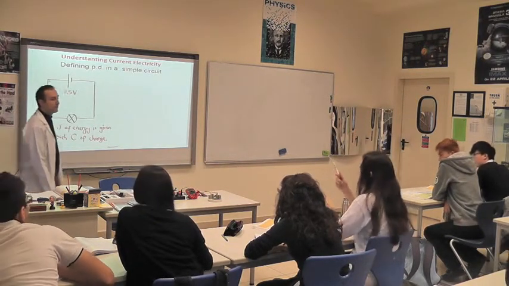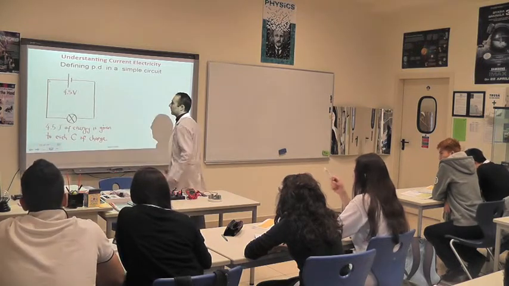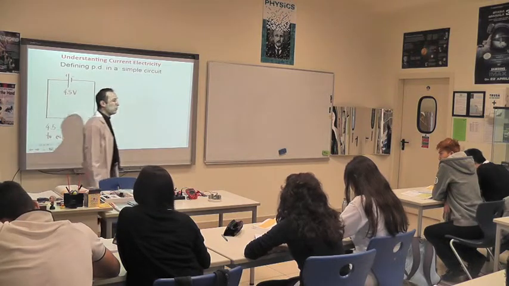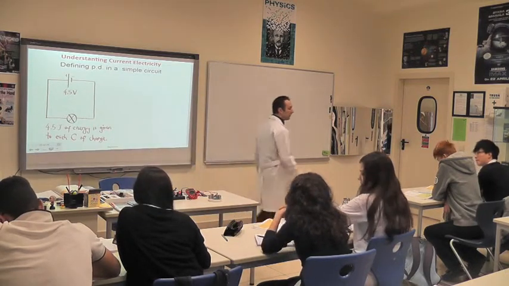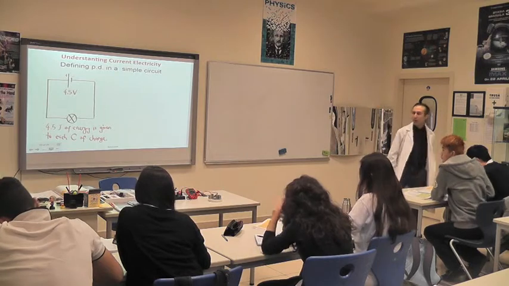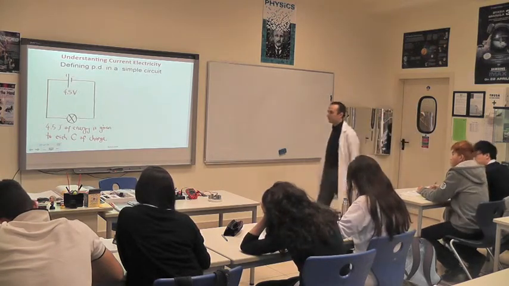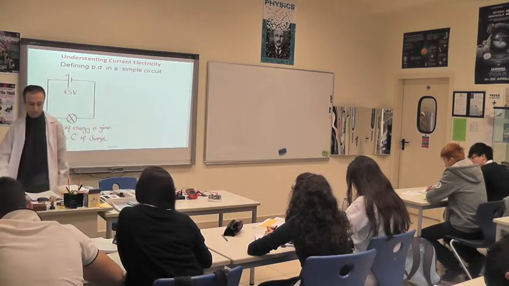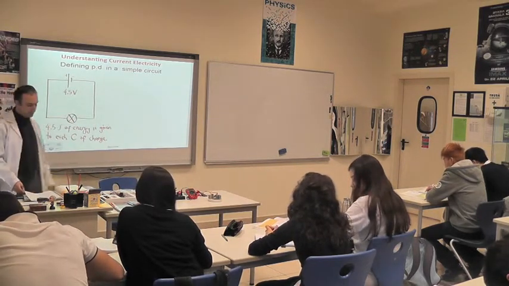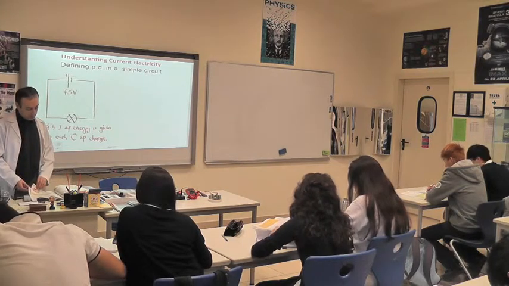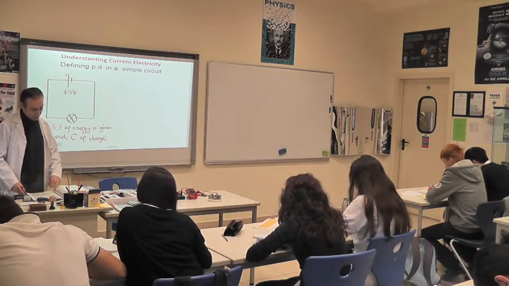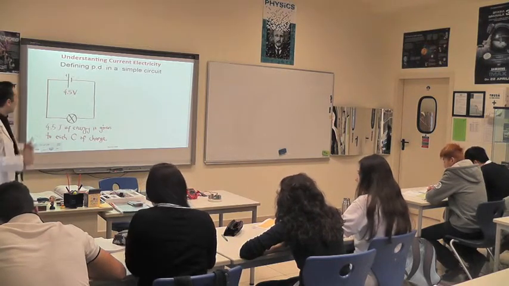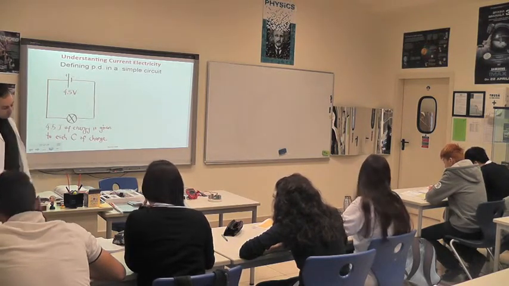Which one is the positive part in the battery? The longer one, of course. It's positive, isn't it? 4.5 joules of energy is given, write it down, to each coulomb of charge. This is the potential difference across the bulb. So 4.5 joules of energy is transferred into light through the light bulb.